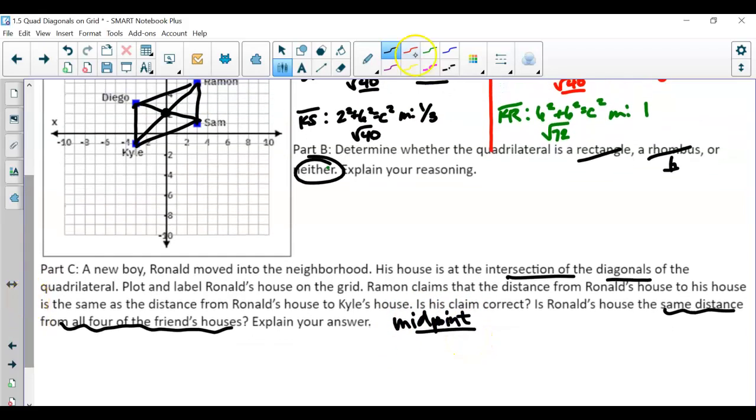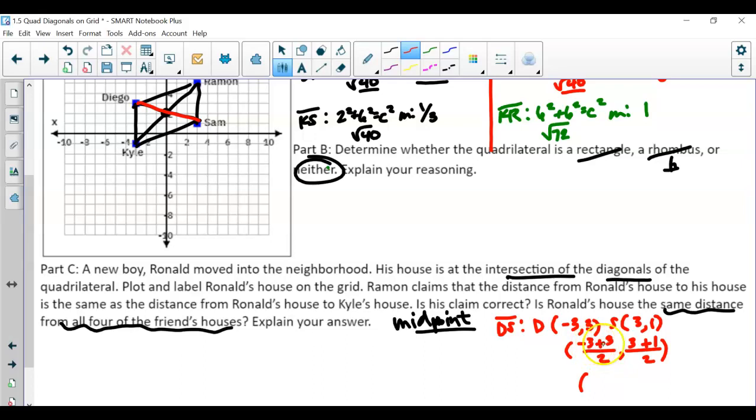So again, we're going to go back to DS, but now identify the points to use the midpoint formula. D is at -3, 3, and S is at 3, 1. So now using the formula, you have -3 plus 3 divided by 2, and then the y's, 3 plus 1 divided by 2. So notice here you have 0 divided by 2, which is 0, and 4 divided by 2, which is 2. So that is the midpoint of the first diagonal.